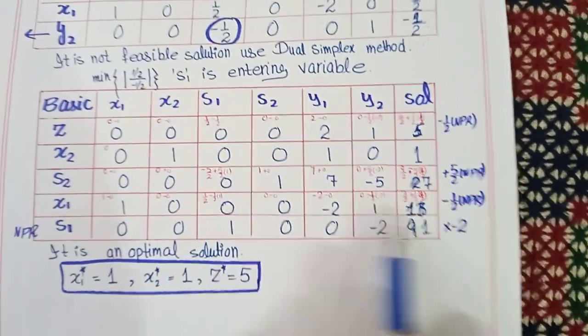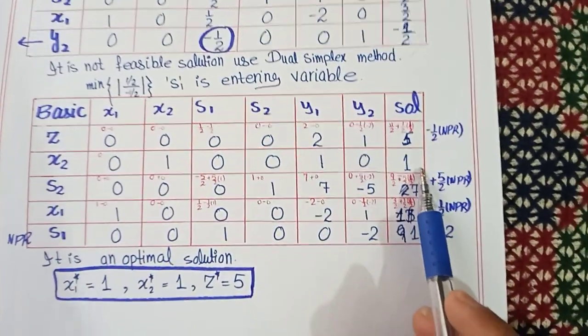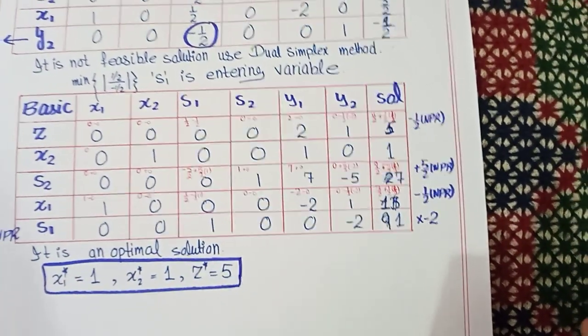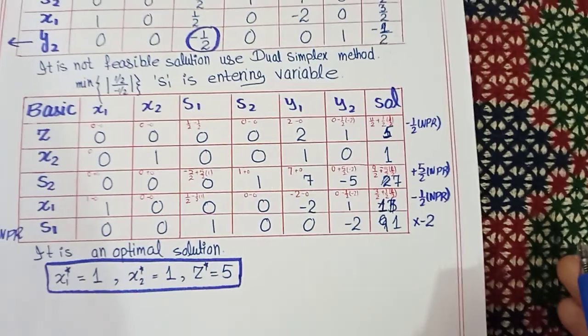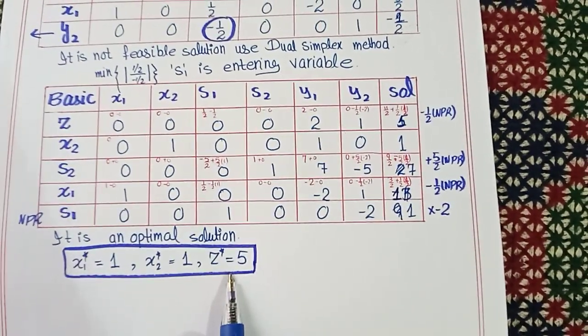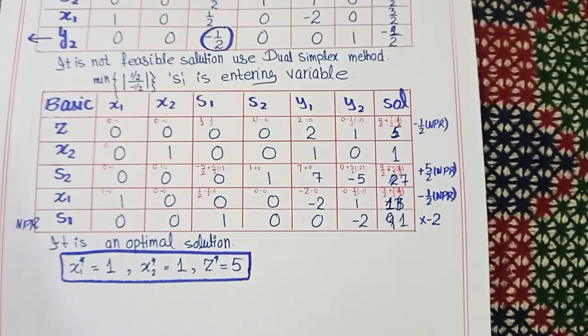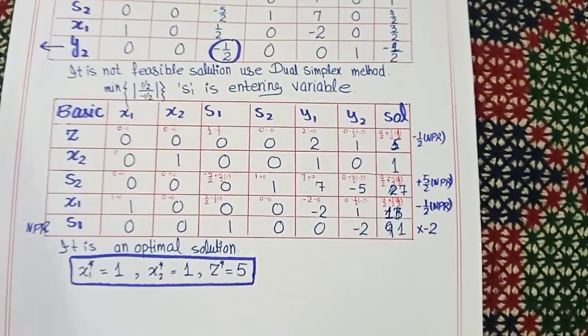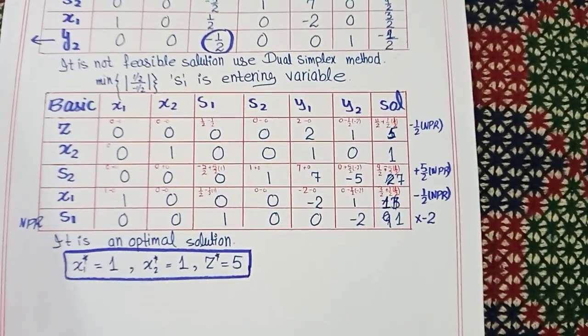x1 is equal to 1, x2 is equal to 1. All the solutions are integers, with x1 equal to 1, x2 equal to 1 and z equal to 5. This is the complete question of the Gomory's cutting plane method.